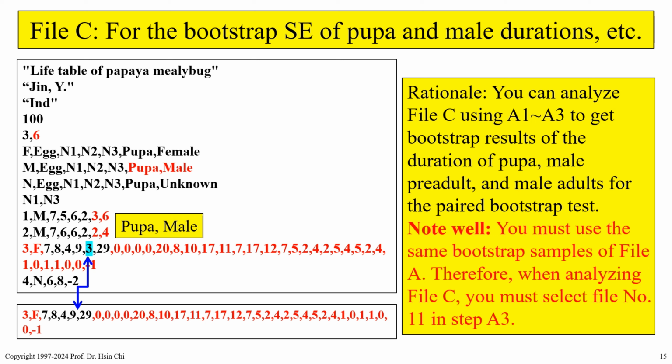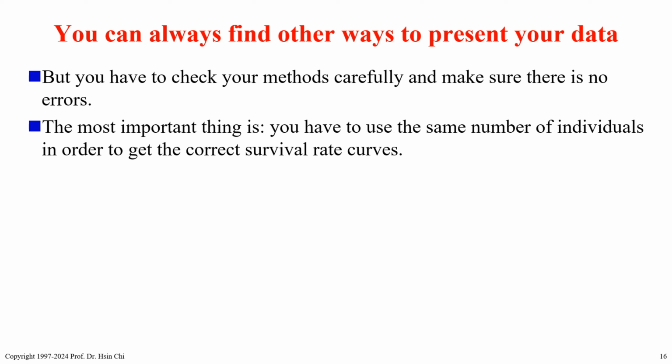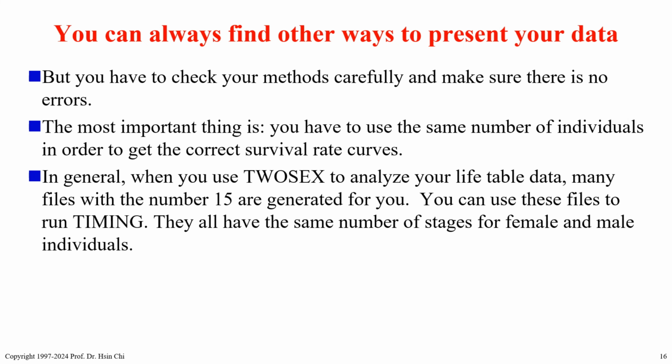Therefore, when analyzing file C, you must select the file number 11 in the folder of file A at step A3. You can always find other ways to analyze and present your data, but you have to check your methods and results carefully to make sure there are no errors. The most important thing is, you have to use the same number of individuals in order to get the correct survival rate curves.